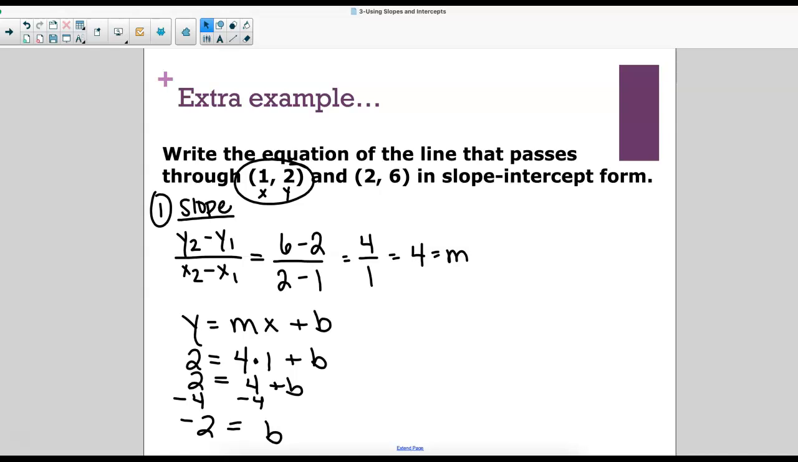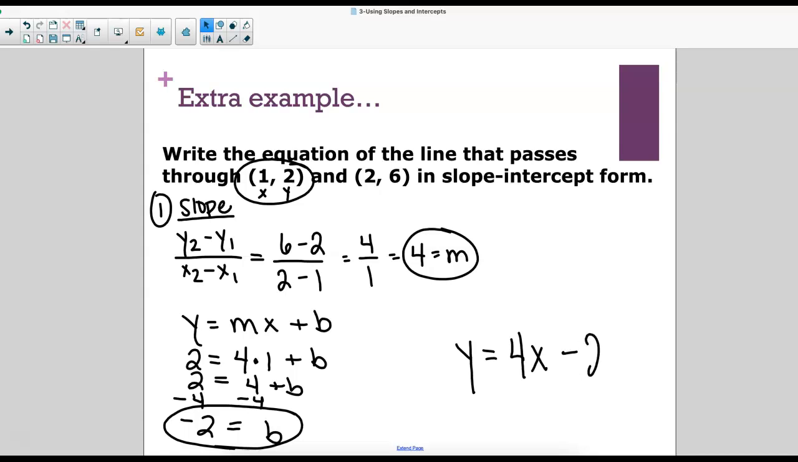Okay, we have our m, we have our b. Somebody tell me what the equation is. Mason: y equals 4x plus negative 2. Okay, let's not put plus. 4x minus 2. Because it's a negative 2, we're just going to put minus 2. So there's our equation.